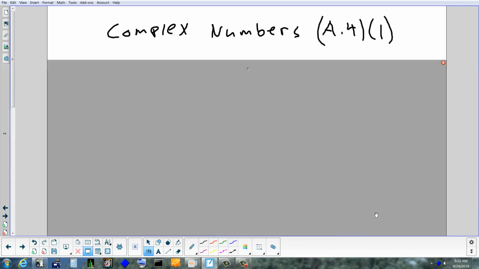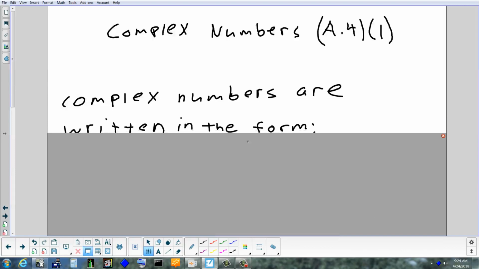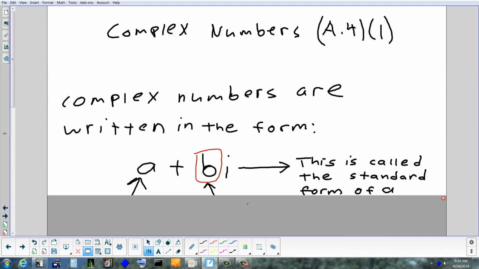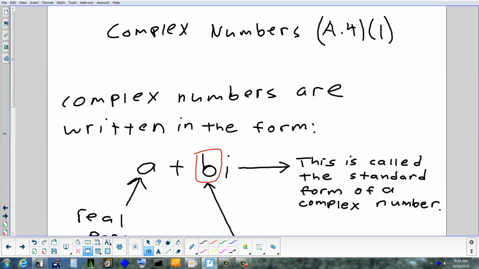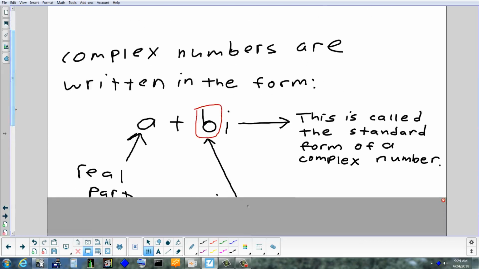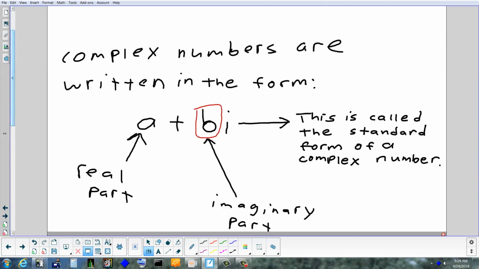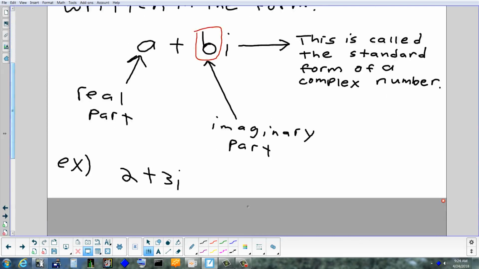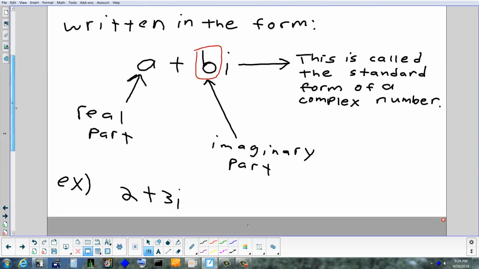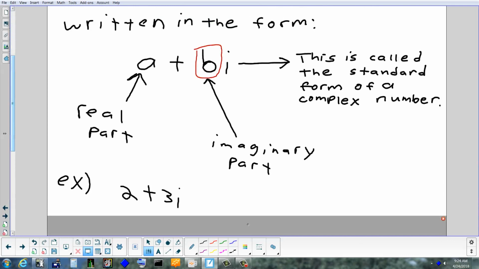Okay, so that's where we're going to start off with, talking about the definition of a complex number. So complex numbers have two parts to them. And I tried to show you in that diagram. They have a real part, and they have an imaginary part. And if you write a complex number in this way, so an example would be something like 2 plus 3i. That's called the standard form of a complex number. You always put the real part first, the imaginary part second, and the imaginary part is just the b. The i is next to it to tell you, hey, the thing in front of me is imaginary.